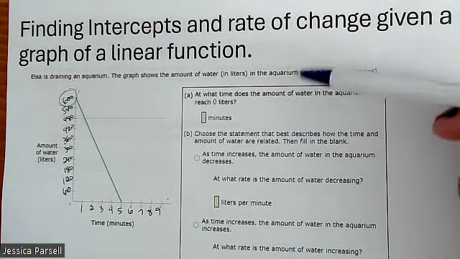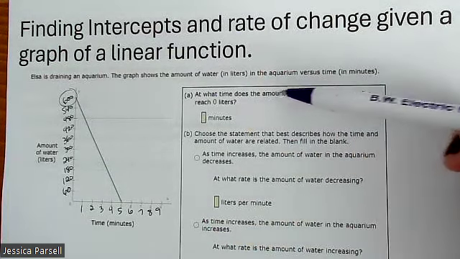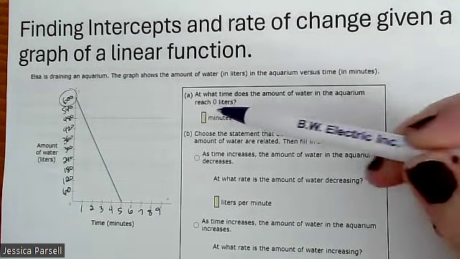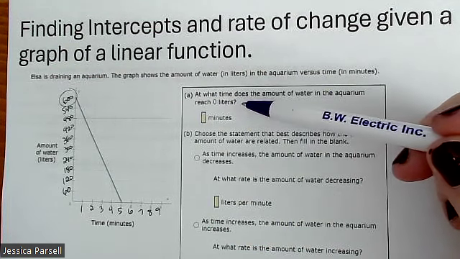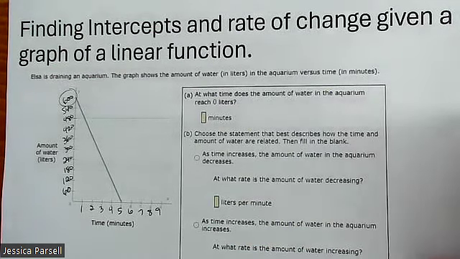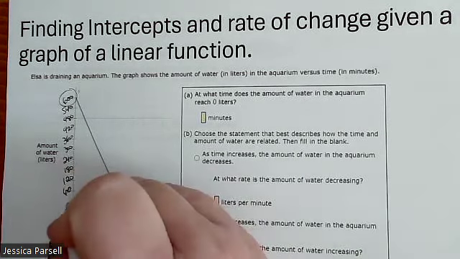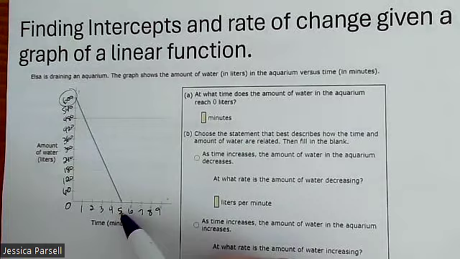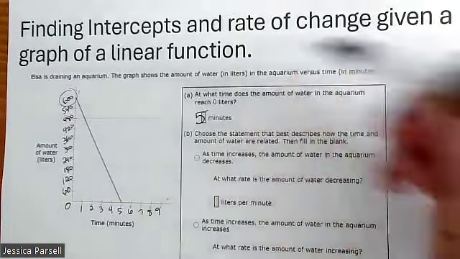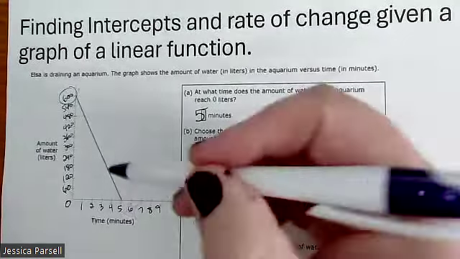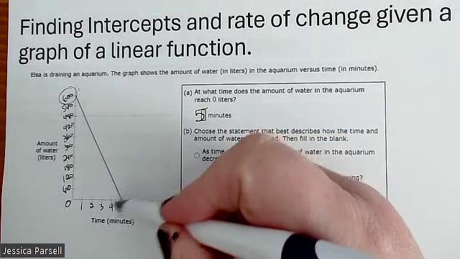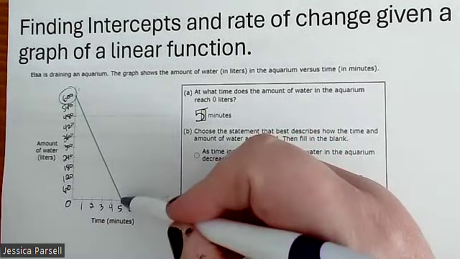Okay, let's look at these questions. At what time does the amount of water in the aquarium reach 0 liters? So they're asking you to figure out what time the amount of water in the aquarium reaches 0 liters. If you guessed 5 minutes, you are correct, because once you got down to 5 minutes here, the aquarium had 0 liters in there.